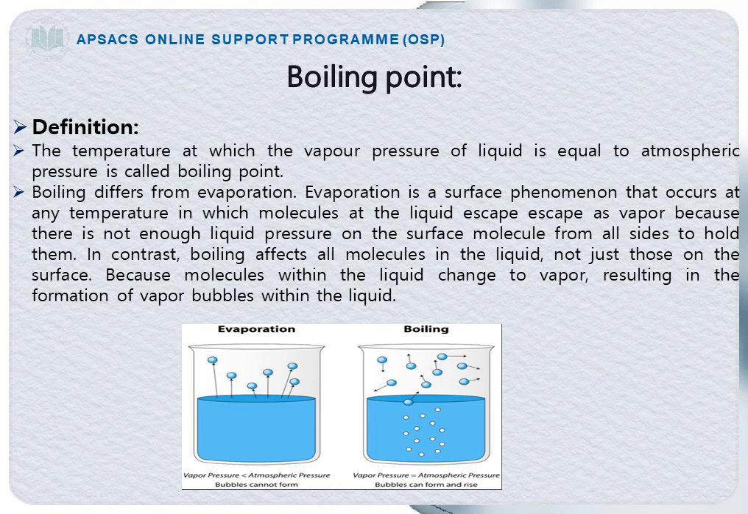Keep in mind, boiling point depends on atmospheric pressure. When you increase the atmospheric pressure, the boiling point will increase, and when you decrease the atmospheric pressure, the boiling point will decrease. For example, we say that 100 degrees centigrade is the boiling point of water, but that is at 1 atm pressure. When you increase the pressure to 2 atm, then water boils at 120 degrees centigrade, and when you decrease the atmospheric pressure, then water will boil at a lower temperature. So boiling point depends on atmospheric pressure. It changes with atmospheric pressure.